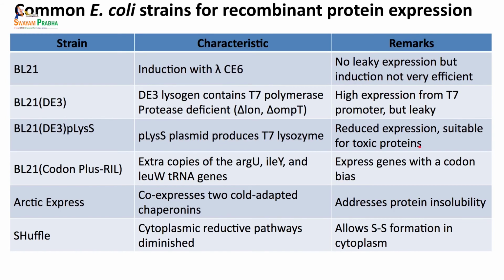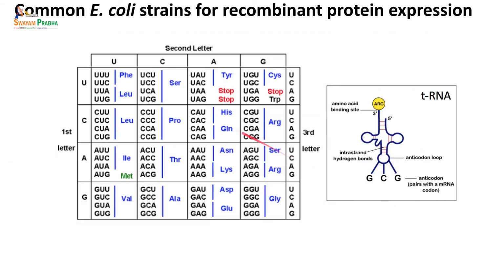The next strain is the BL21 CodonPlus RIL strain. Now this strain is used when you want to express genes from organisms which have a codon bias. So let's first understand what codon bias is. You know that we have this universal triplet codon for all the amino acids. And you notice that for some of the amino acids, there are multiple codons, right? So for example, arginine has 6 codons.